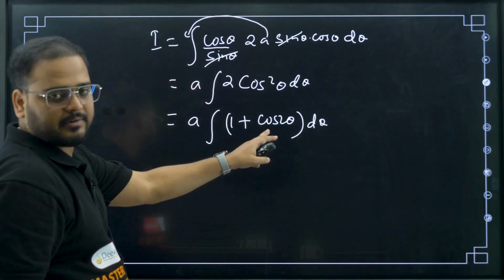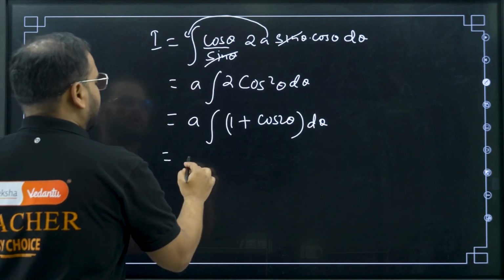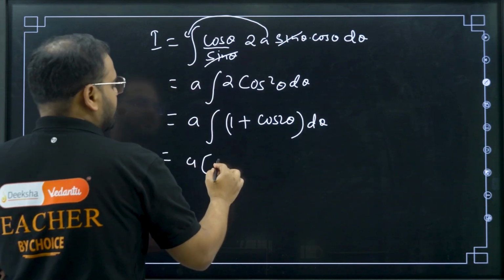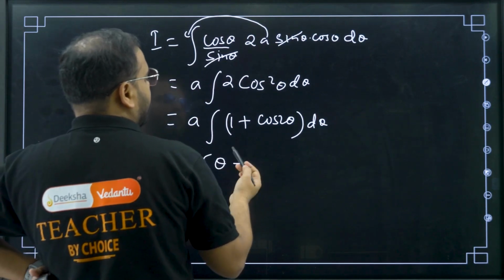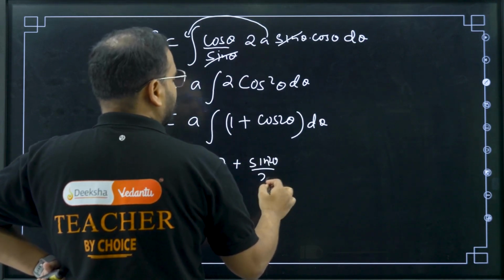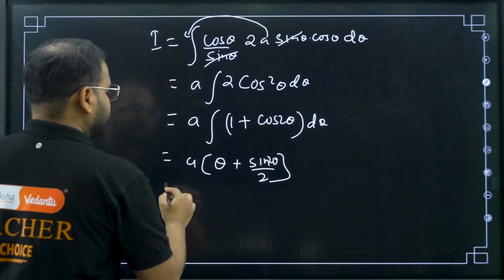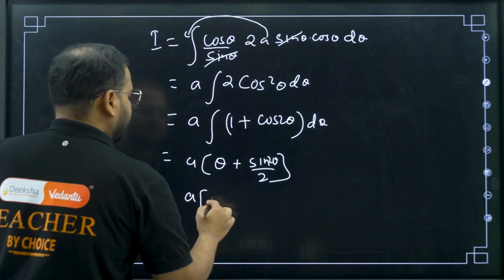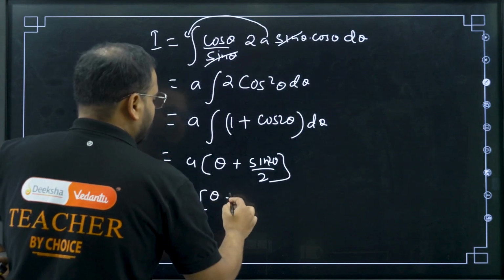Formula of cos 2 theta, right? Okay. Now please take this as it is. This will be simply theta, and what will this be? Plus sin theta, sin 2 theta by 2. Okay. How much is that? So it's theta plus 1 by 2.